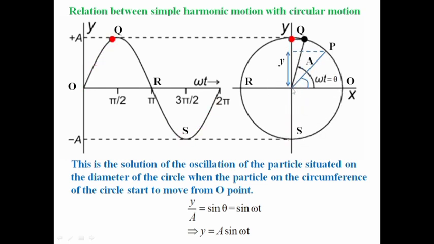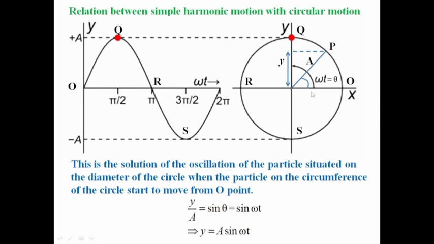Basically we have to take the projection on the y axis from P. So the height from the center is y. Y by a is sin theta. So theta, you know, will be omega t, where omega is the angular frequency here. So we can write y equal to a sin omega t.